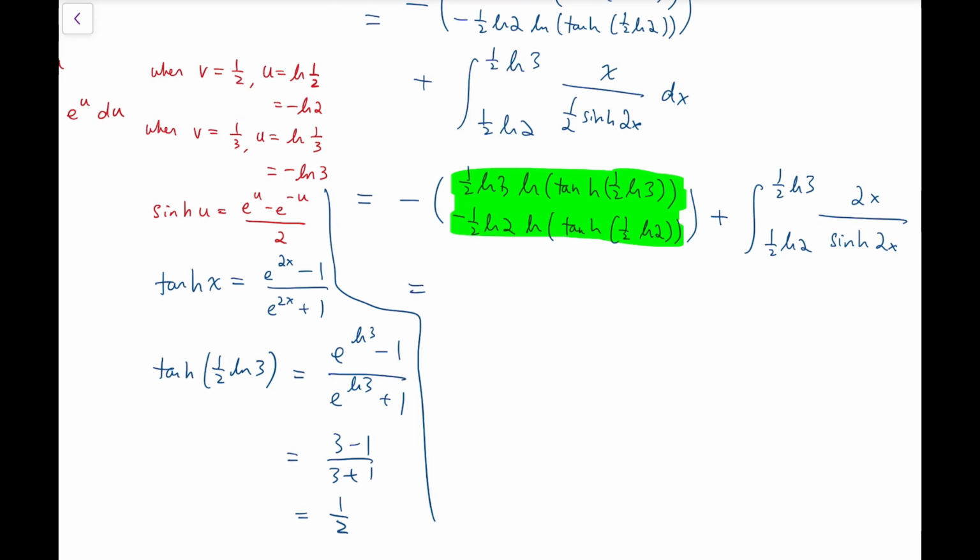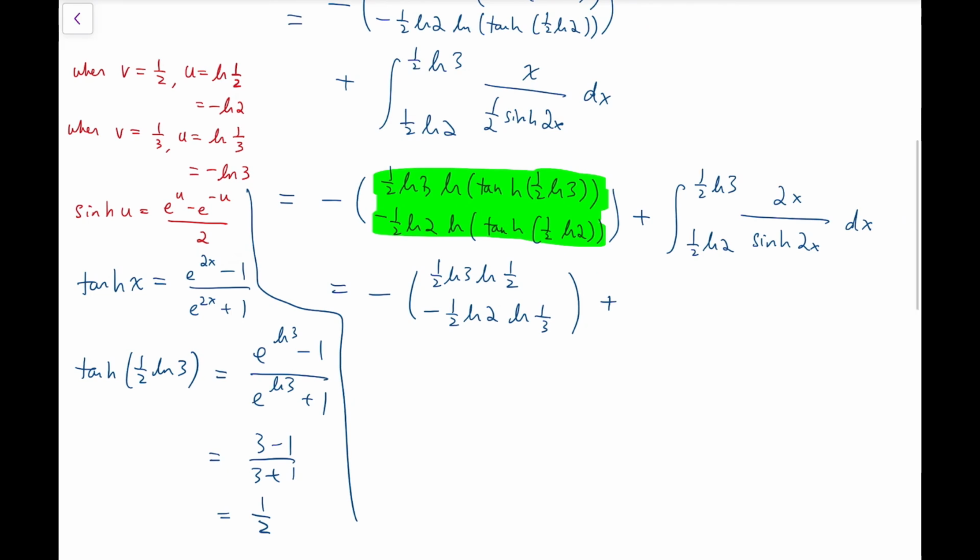So from this, I can further proceed by writing the first part as minus half log 3 times half of log 1/2, minus half of log 2 times log of... You can do that yourself and you will eventually get 1/3. And then plus, as I've said before, I'm going to replace 2x by u. And so I'm going to get log 3, log 2 at the limits.